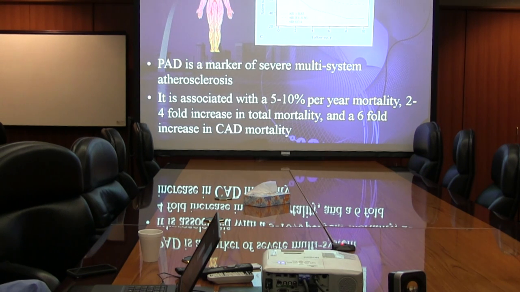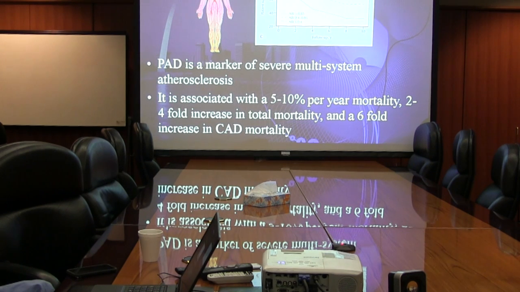But when we screen for PAD, it's a marker of multi-system disease. If you have blockages in your legs or your carotid arteries, you have it elsewhere, your heart and so forth. If you look at the figure upper right, the worse your ABI, the worse your survival. So it's not just a marker of claudication, of your legs hurting. If you have bad ABIs, you're going to live less long. So it's important to get those ABIs in patients.